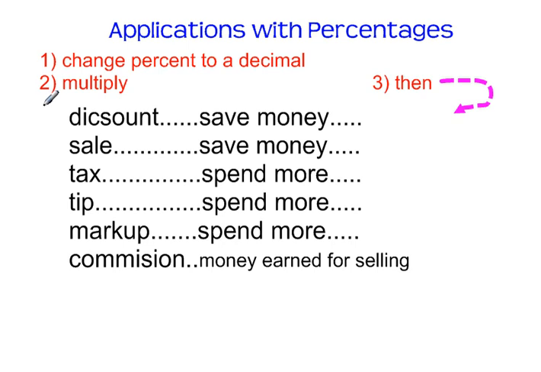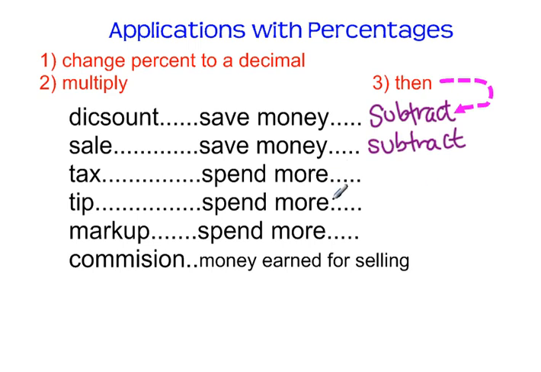The second step is always to multiply. And then the third step is what we're going to fill in right here. If we are saving money, let's say something was on sale for 10% off, we're going to change to a decimal and multiply, and then we are going to subtract the money that we are saving. Same thing with a sale. Change to a decimal, multiply, and then subtract.